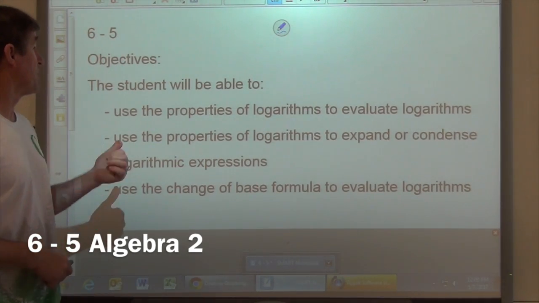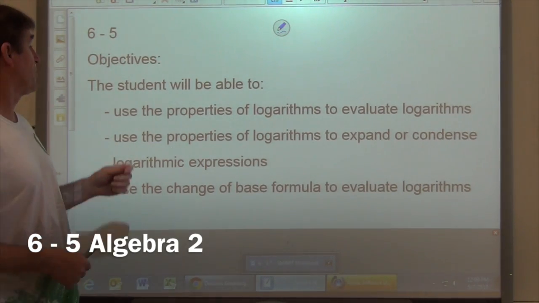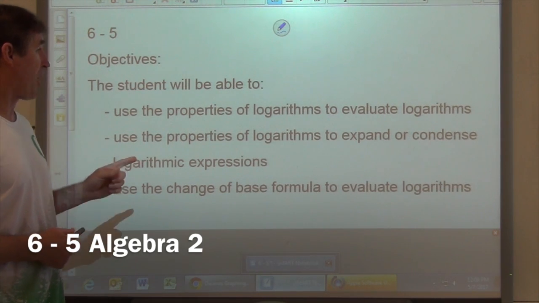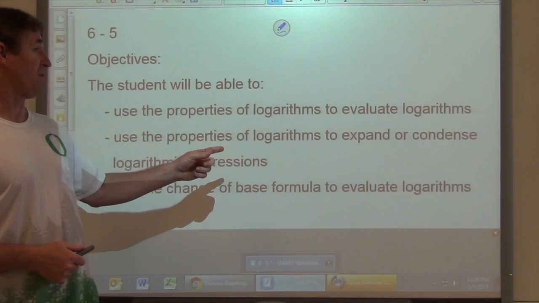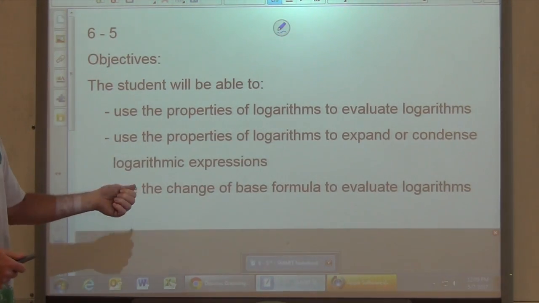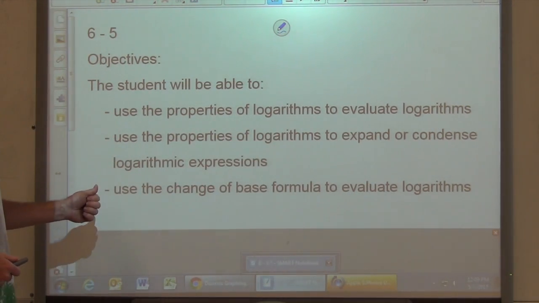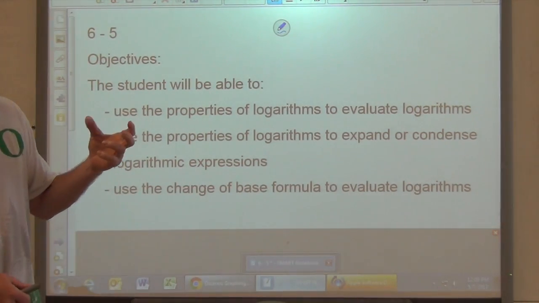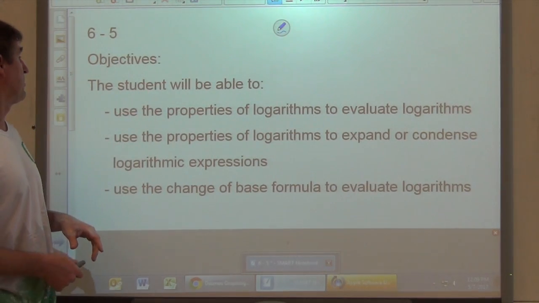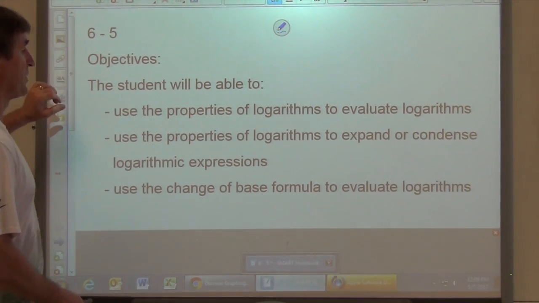Okay, this is Unit 6.5. Our objectives for today are the student will be able to use the properties of logarithms to evaluate logarithms, use the properties of logarithms to expand or condense logarithmic expressions, and then use the change of base formula to evaluate logarithms. So hopefully when we finish this, these three things will be really clear to you on what to do.